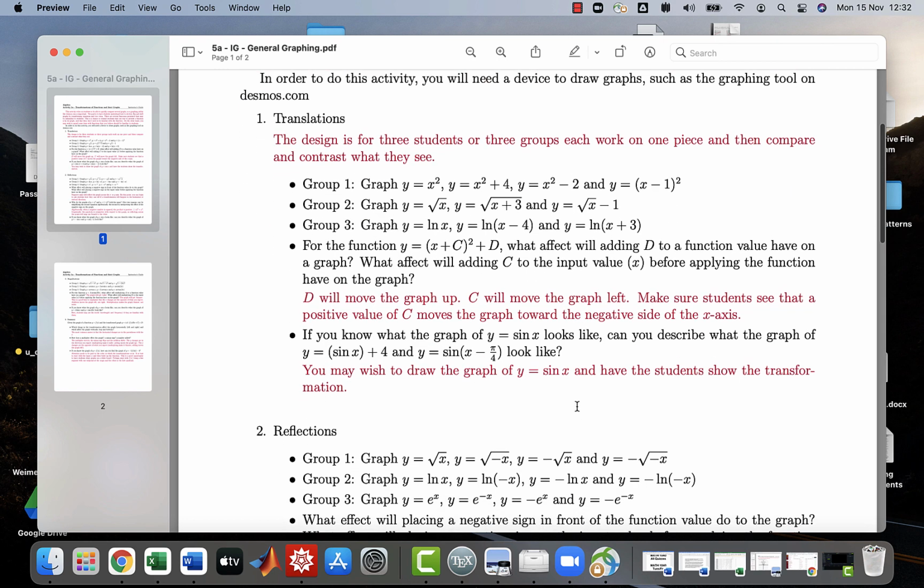Not looking for students to know a lot about the sine function. Just that there is the sine function. It's a graph of whatever. You may want to tell them it's a wave, but don't go into too much detail.